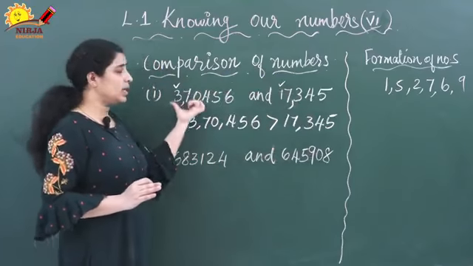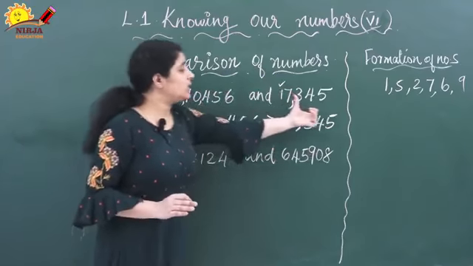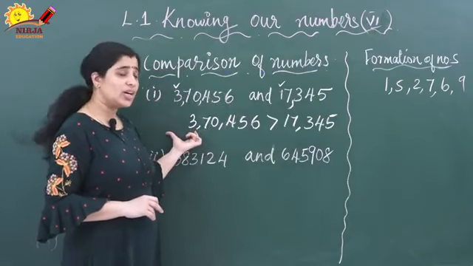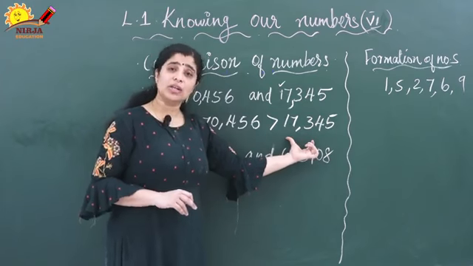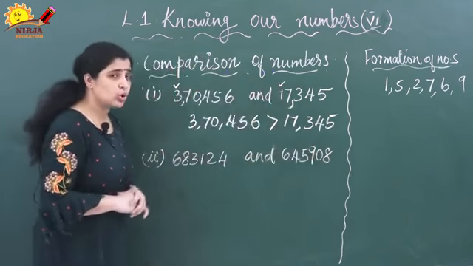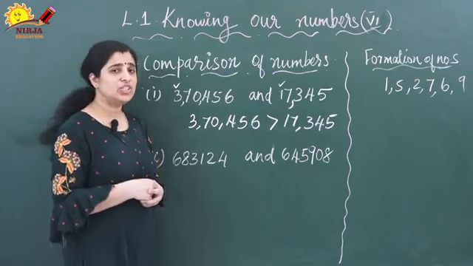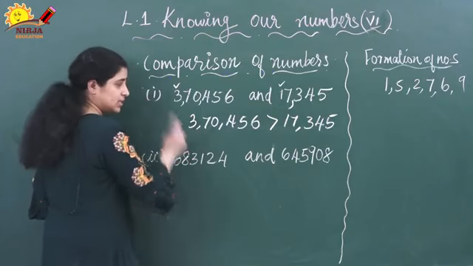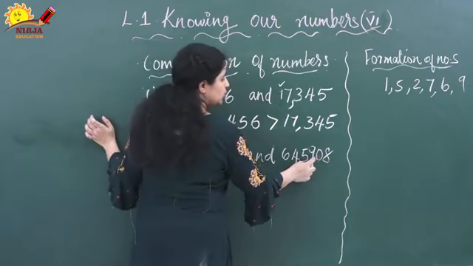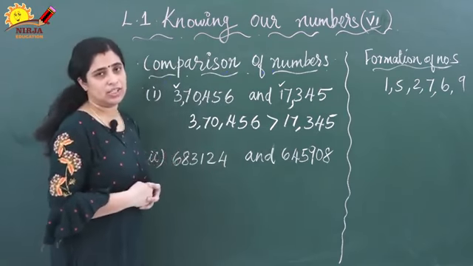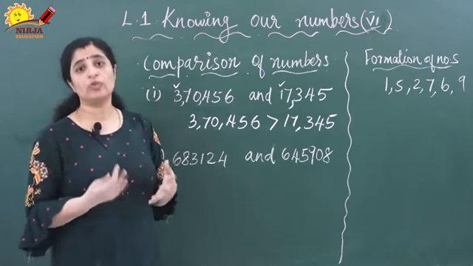First you have to consider how many digits are there. So we counted here, this is 6 digit number and this is 5 digit number. So 6 digit number is greater than this 5 digit number. Now we will consider another example. Here also first we will see how many digits are there. 1, 2, 3, 4, 5, 6 and here 1, 2, 3, 4, 5, 6. Both the numbers are 6 digit number. The problem will arise. You will be confused.